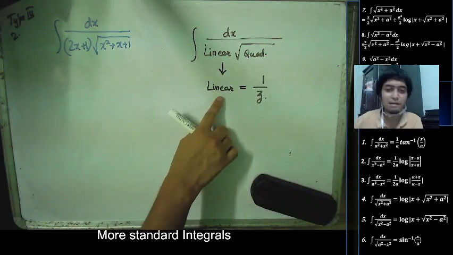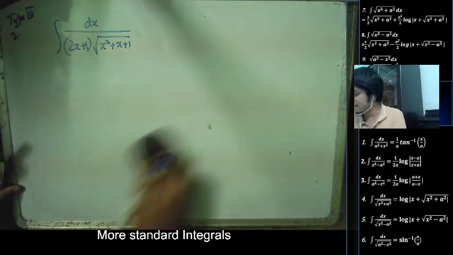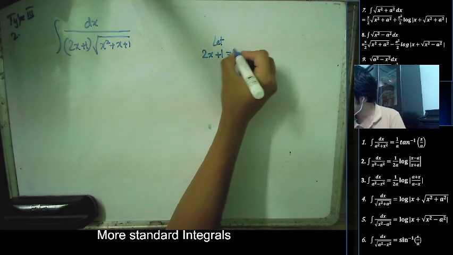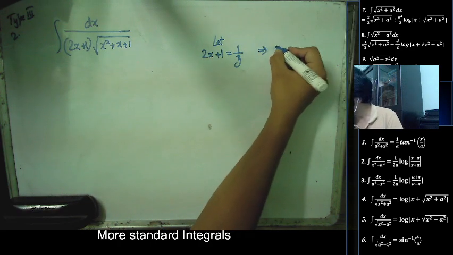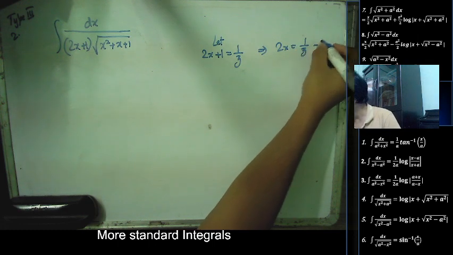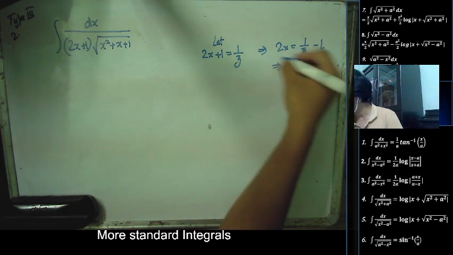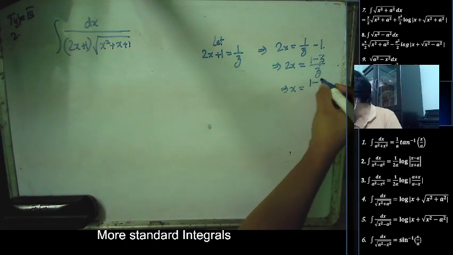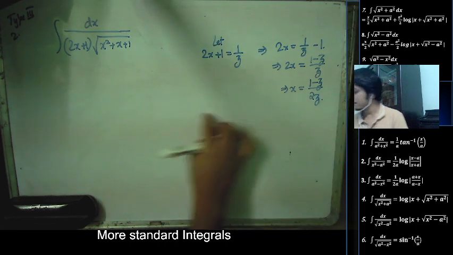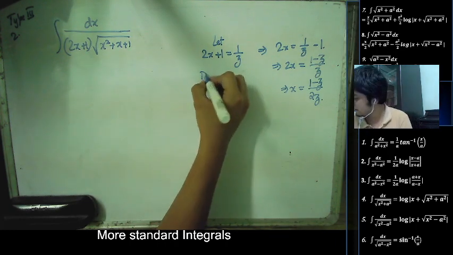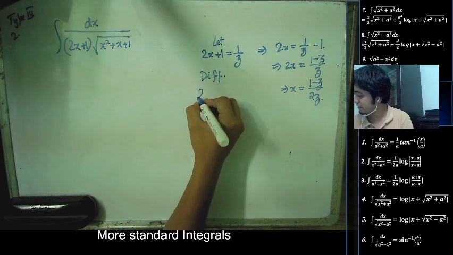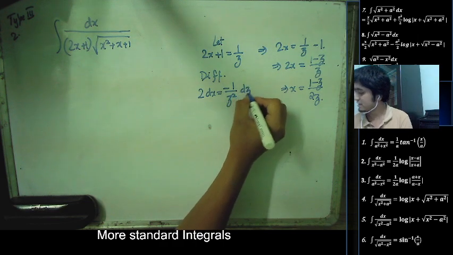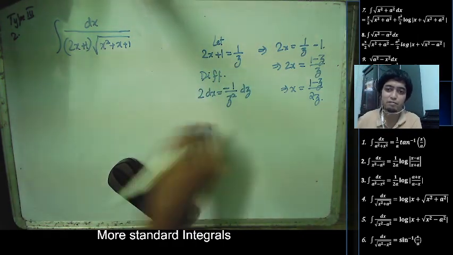And if you see over here, we have to substitute linear equal 1 by z. Okay, so that is the first step. 2x plus 1 equal 1 by z. So again, over here, if you follow, it will be 1 by z minus 1. Okay, we need the value of x. So the value of x, it will be 1 by z minus 1 upon 2z. But also we can differentiate it. If we differentiate it, we will be having 2 dx equal minus 1 by z squared dz. Okay, do the differentiation and you will be having this.